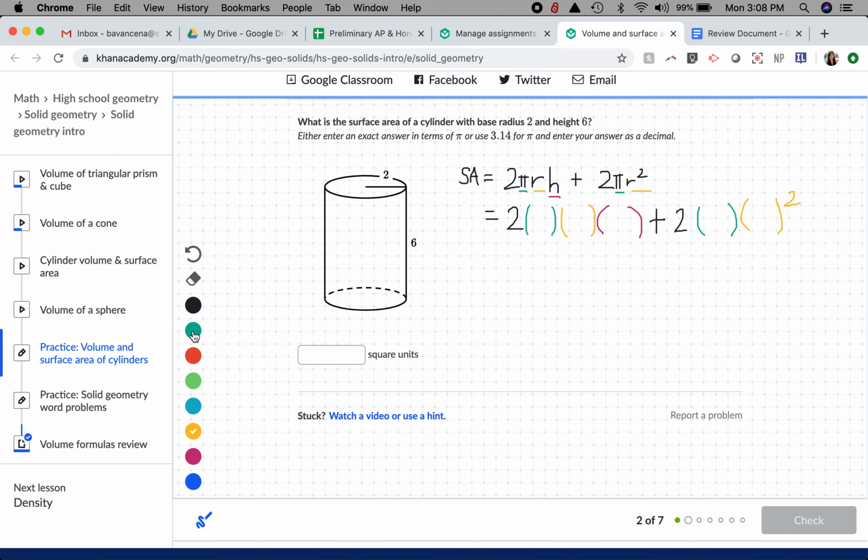All right. Now the problem is telling us, just like earlier, to have our answer as a decimal. So I'm going to put 3.14 as the value for pi again for both. The radius here is given to us as 2. It's also being shown here in the image. That's 2. And lastly, the height is given to us as 6. It's also shown here in this image. So 6 goes right there.